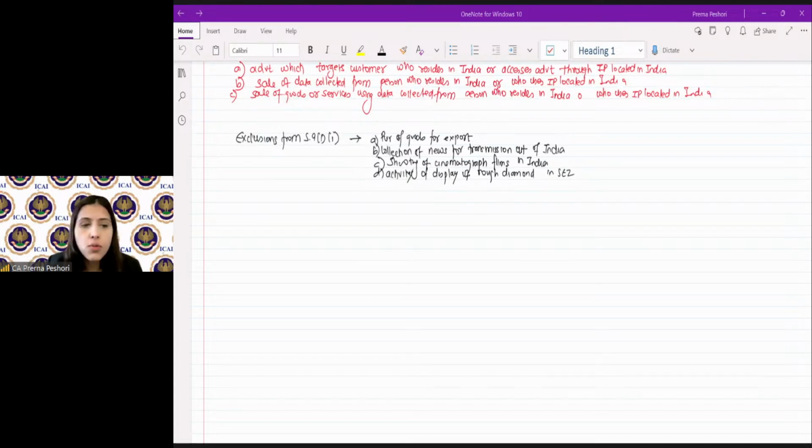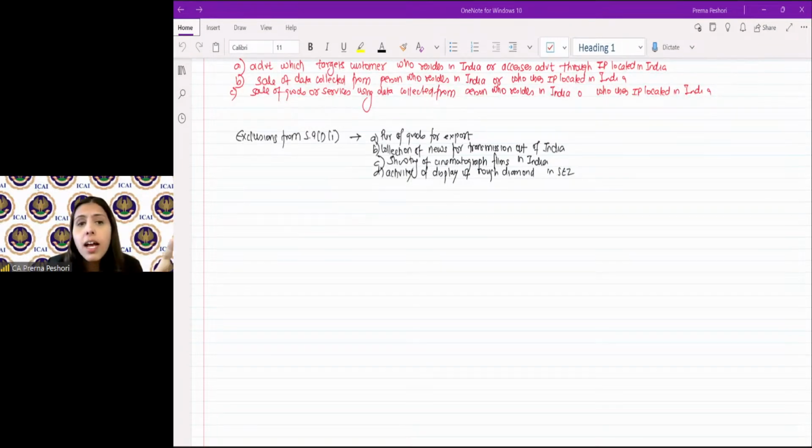Yes, students. In the last class, we started section 9 of the Income Tax Act. In section 9(1)(i), we saw that all income accruing or arising, directly or indirectly, through or from the business connection in India is covered. And there we saw the meaning of business connection. It is not defined, so there has to be some real and intimate connection with the activities carried out in India and the income that is generated therefrom, right?